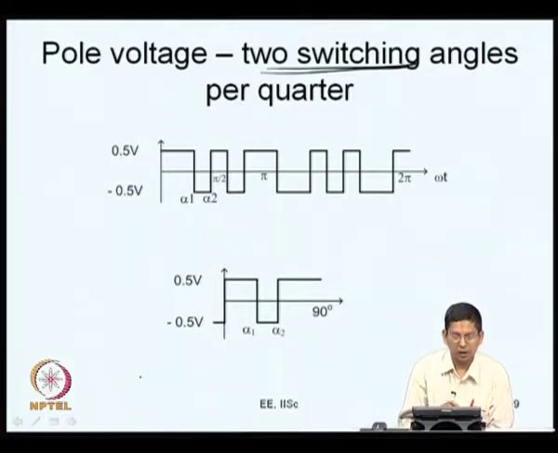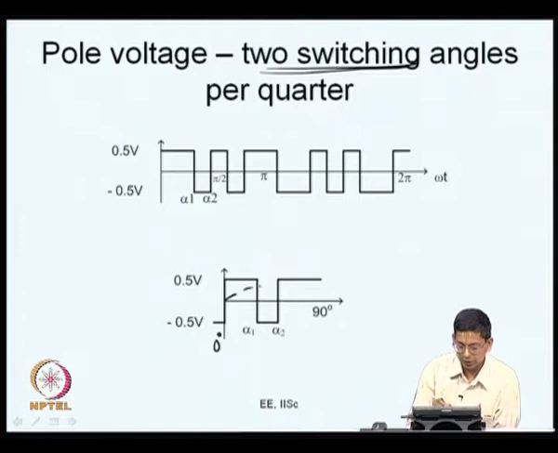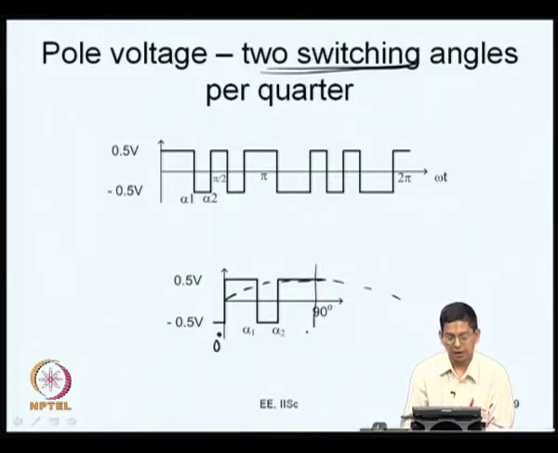For 2 switching angles in a quarter, the complete pole voltage waveform looks like this. This is something we saw in the last class. There are 2 switchings between 0 and 90, there is a notch. Because of half wave and quarter wave symmetries, it is unnecessary to draw the entire waveform. We can consider only the waveform from 0 degrees to 90 degrees, and its fundamental is something like this. This is at 90, so you are considering a quarter cycle of this waveform. This has 2 switching angles, alpha 1 and alpha 2, so this waveform is completely described by alpha 1 and alpha 2.